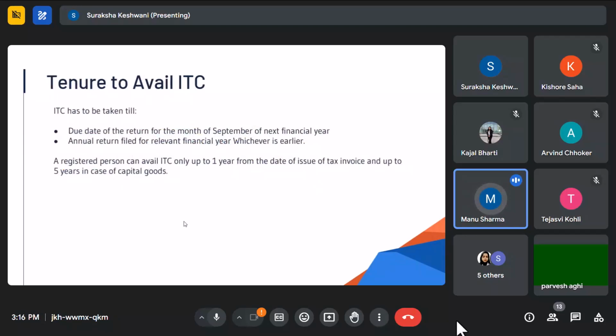Tenure to avail ITC. ITC has to be taken till the due date of the return for the month of, I think it should be November 30. Yeah, okay, I'll change it. No problem, change it later. The due date of the return for the month of November 30 for the next financial year. Next, a registered person can avail ITC only up to 1 year from the date of issue of the tax invoice and up to 5 years in case of capital goods.